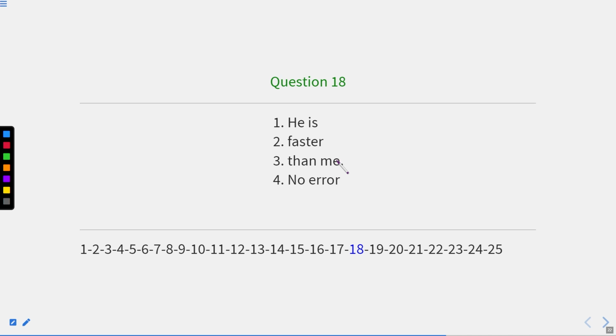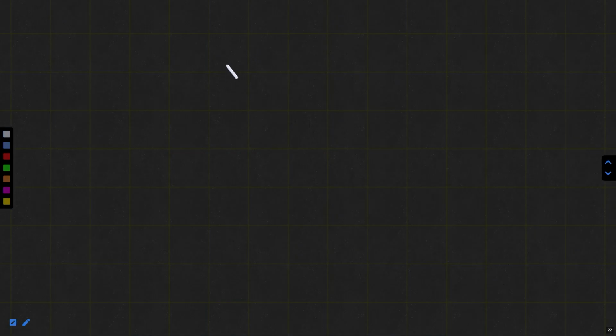He is faster than me. Now, as I told you, this one is a very, very important rule. Suppose there is a subject, and the subject should be written in nominative case only. If I say he is faster than me, is this sentence correct? No, actually the sentence is incorrect. Why so? Whenever we have a subject, it should be written in nominative case first of all.